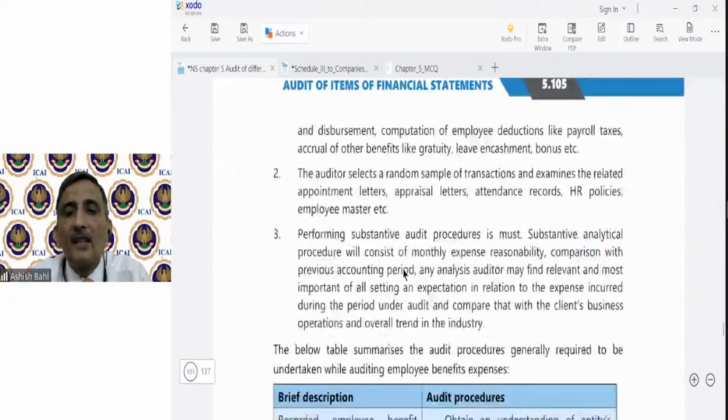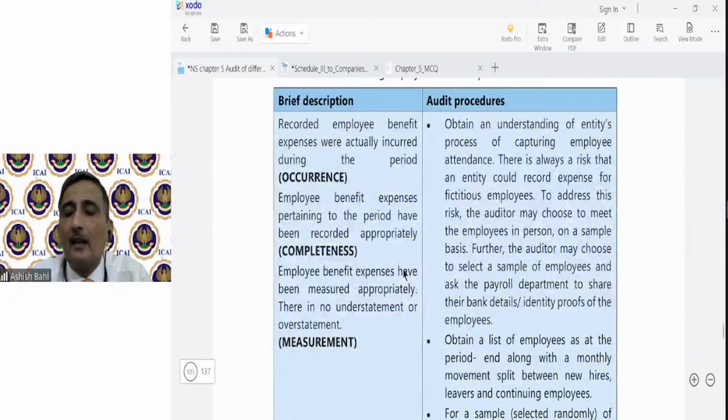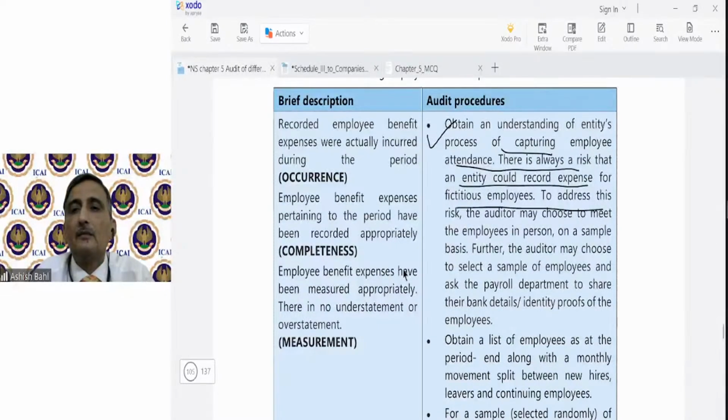So such things are there in the audit procedures given in your module, like obtain an understanding of the process of capturing employee attendance. Obviously if an employee is on a leave, say for 15-20 days, so normally subject to company rules, obviously company would not be paying him the money for the whole month.